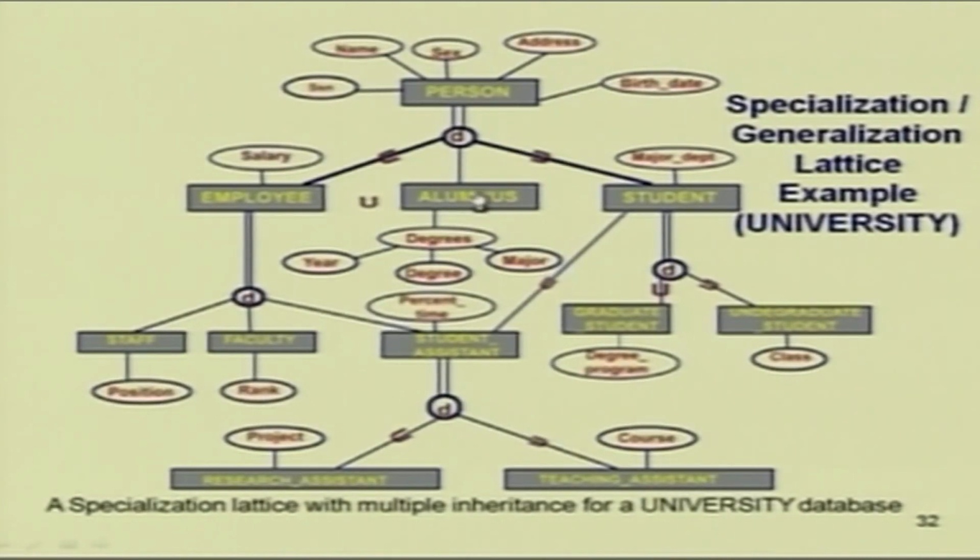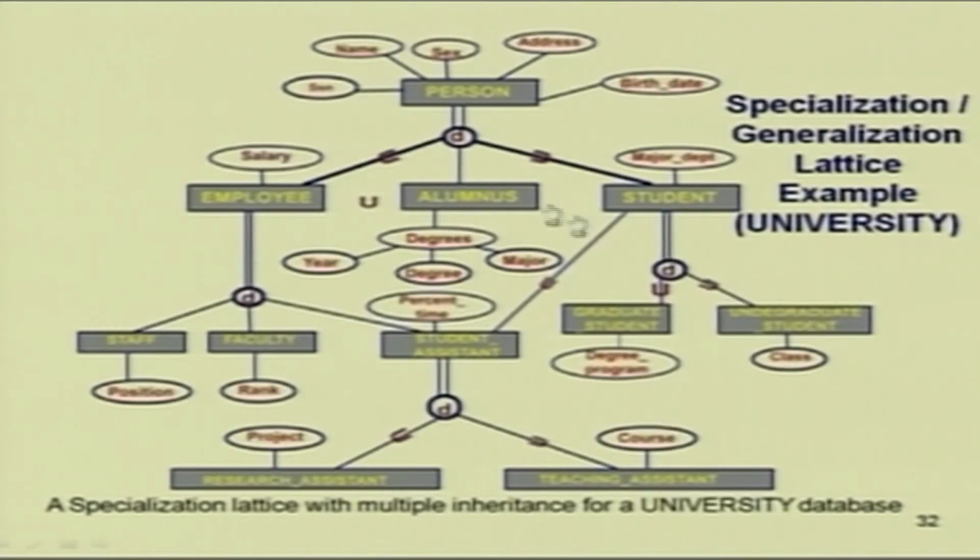Then the alumnus has degrees, and these are the attributes of that, and the student assistant has a placement, and please note this is inheriting. It is called a lattice because this is inheriting from student and also inheriting from employee. Then here you have student can be a graduate student or undergraduate, cannot be both at the same time. You have one more level, student assistant can be a research assistant or a teaching assistant. So, research is a project, teaching assistant he is a course.